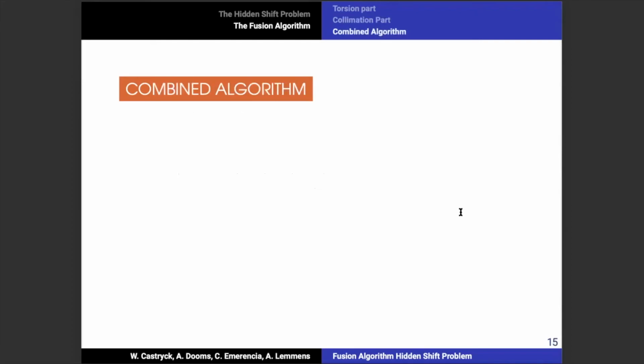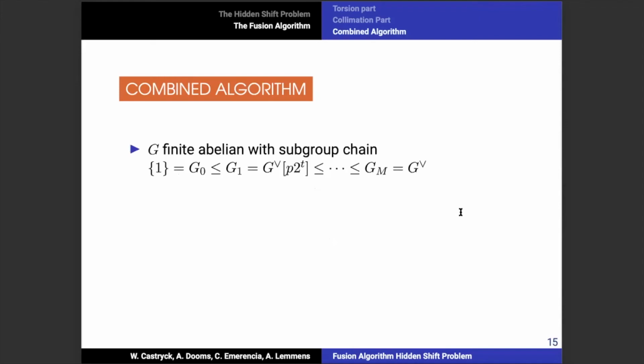And now it is time to combine our torsion algorithm and our collimation algorithm. This will only be useful if you have a large abelian group with a large subgroup of low exponent. For instance, if there are lots and lots of elements of order 20. The idea is to first do collimation using a chain of subgroups where G1 is the P to the D torsion subgroup.